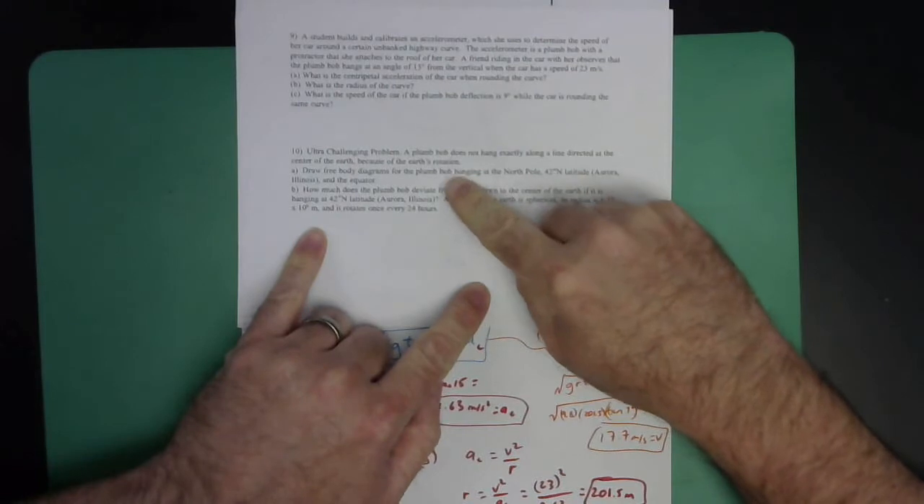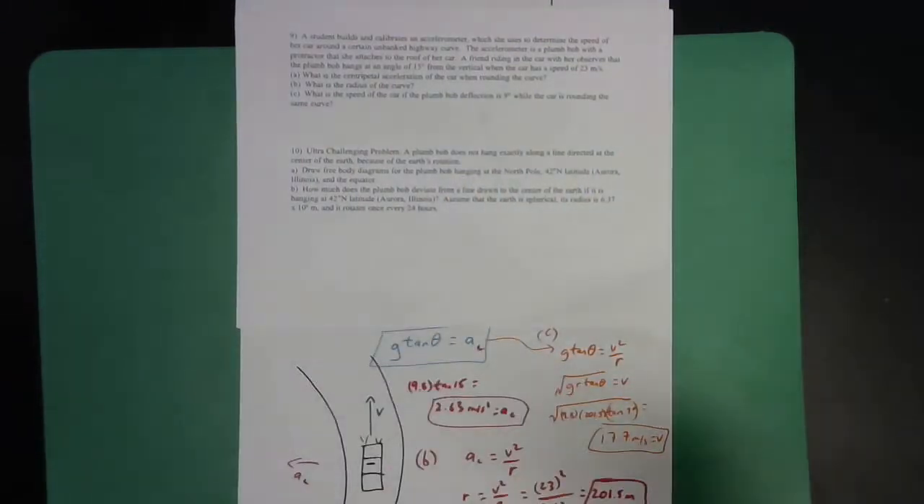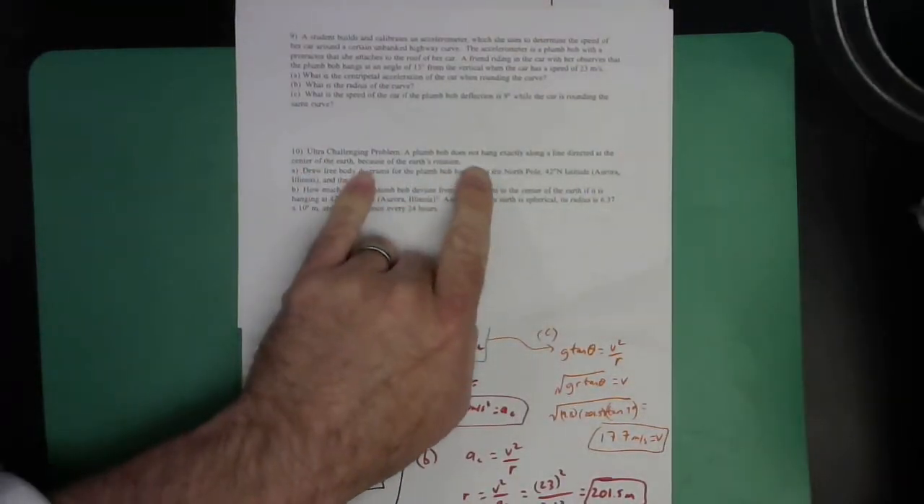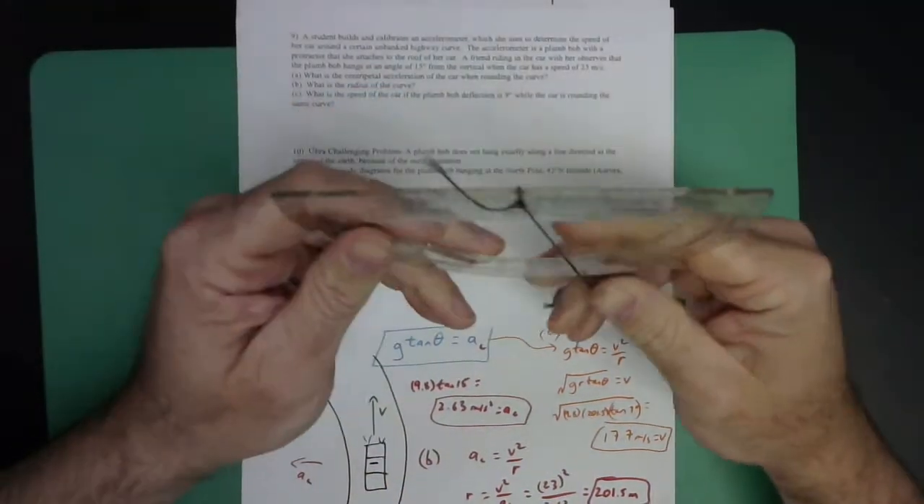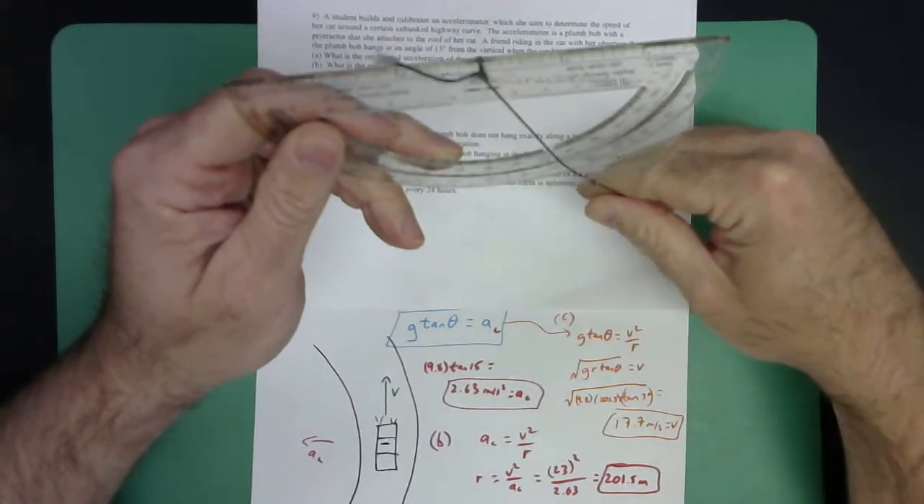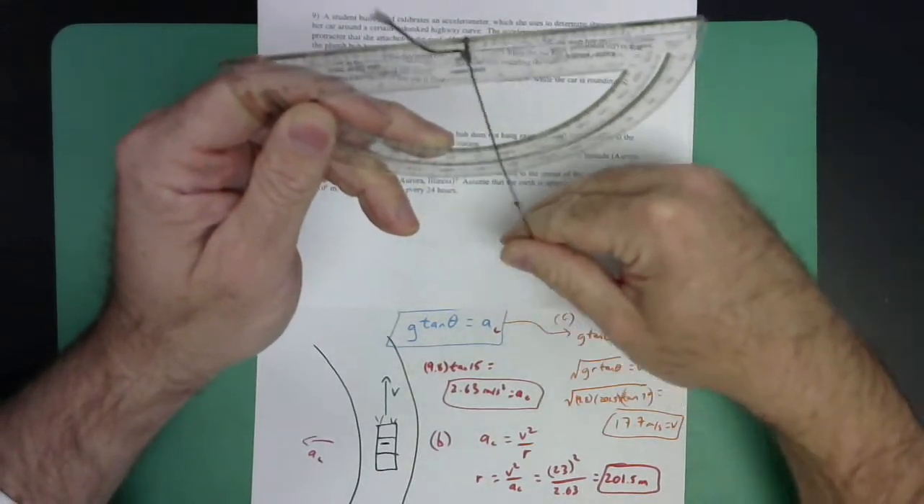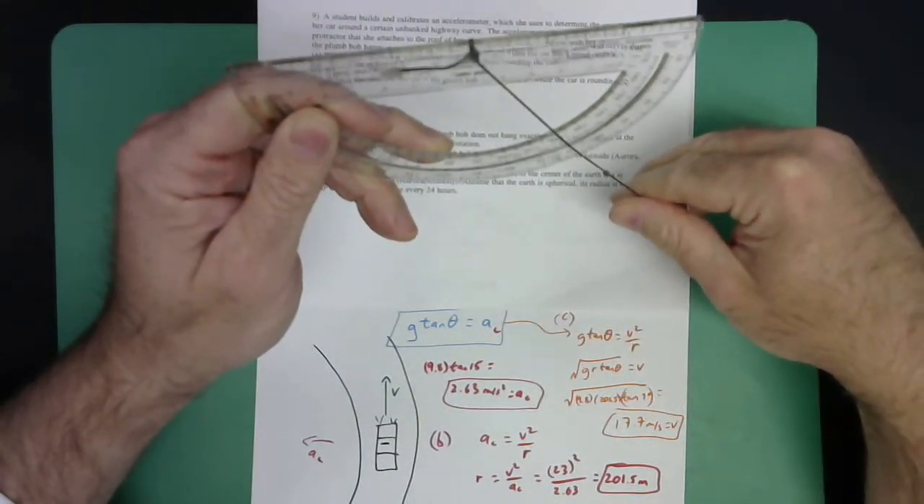It's a trickier thing. The idea is that a plumb bob does not hang exactly along a line directed at the center of the Earth. Why? Because the Earth is rotating, and when you rotate, things tend to spin outward. You know, want to swing outward a little bit. Does that kind of make sense?